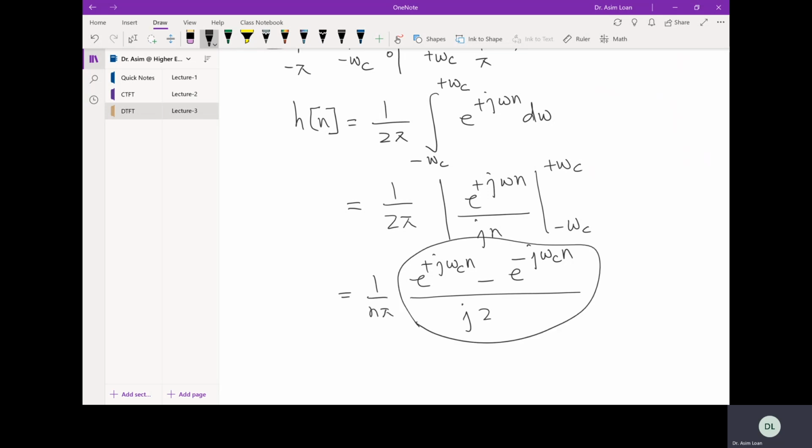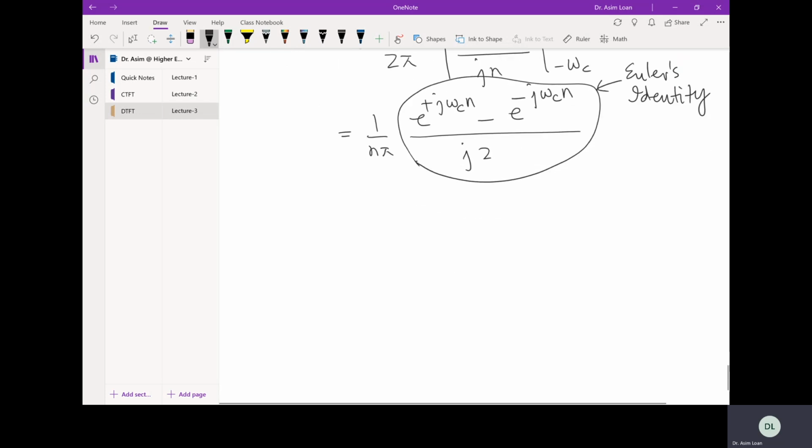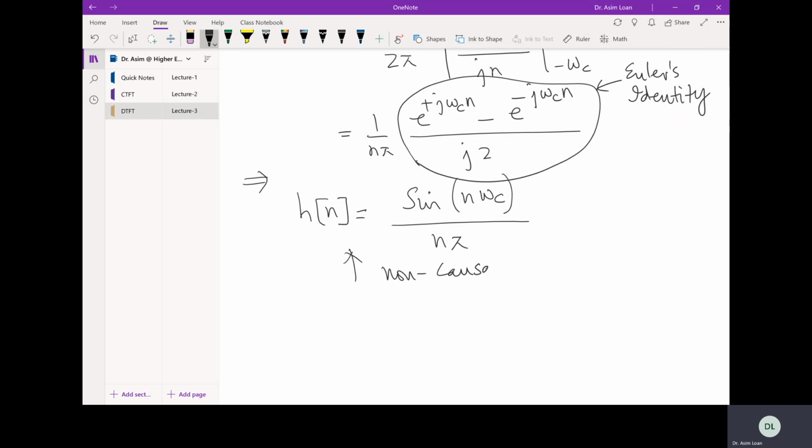And what is this thing? By Euler's identity, this thing is simply sine. So this implies h of n is sine of n omega c divided by n pi. This is non-causal and oscillatory.